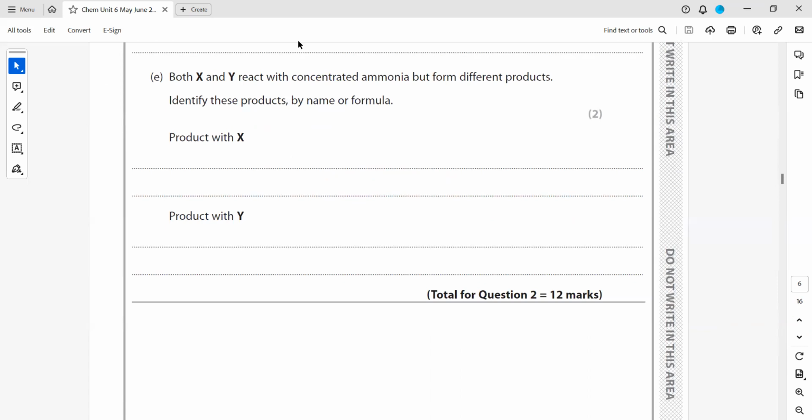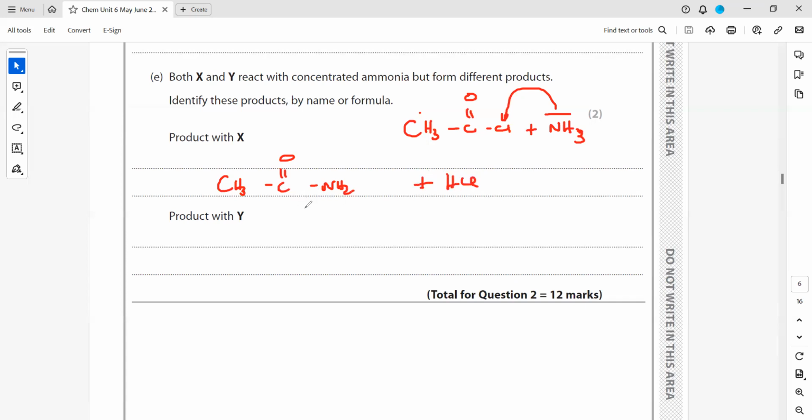Both X and Y reacted with ammonia to form different products; identify by name or formula. So first, X was ethanoyl chloride and it reacted with ammonia. So NH2 will come, so this will be CH3, C double bonded with O, NH2. This organic product is there, plus HCl. So this is called ethanamide, and hydrogen chloride.